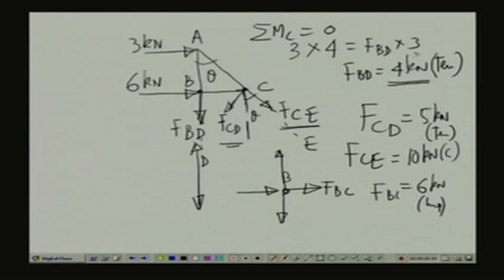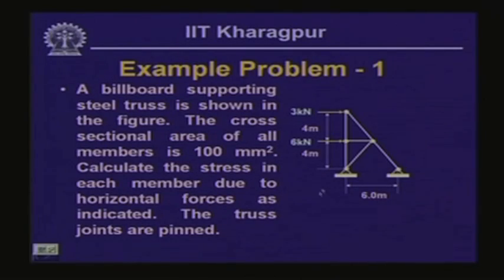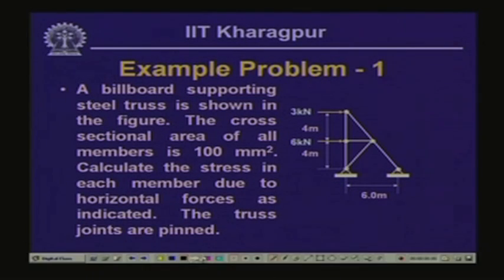So, once we get the forces in each of these members, the force divided by the cross sectional area will give me the stresses in each member, and that is how we compute the stresses in the member. Now, by stating that the truss joints are pinned, it means that the forces which are getting transmitted in each of the members are purely axial forces in nature.